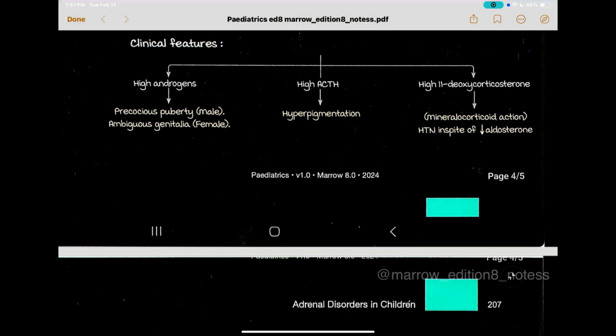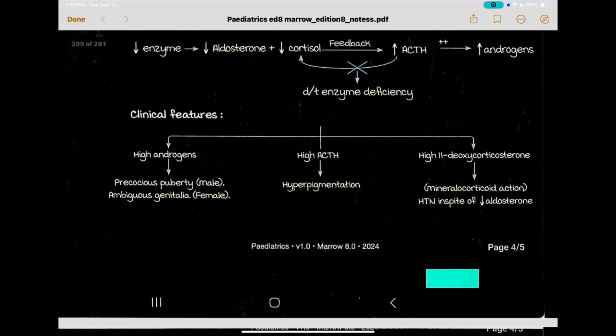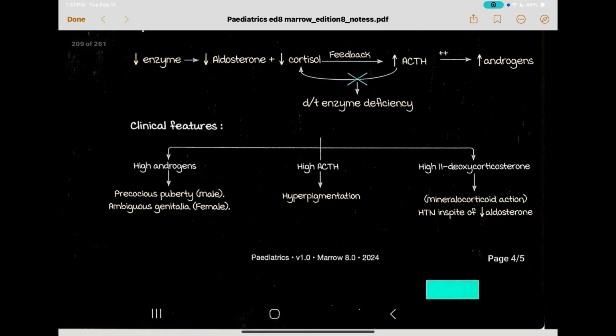So because of high 2-deoxycorticosterone, which has mineralocorticoid action, there is hypertension in spite of decreased aldosterone.